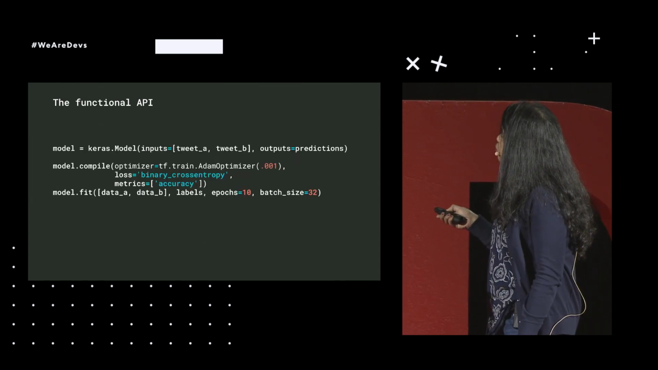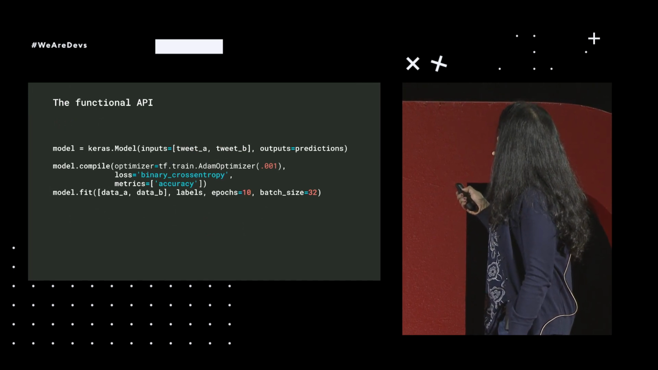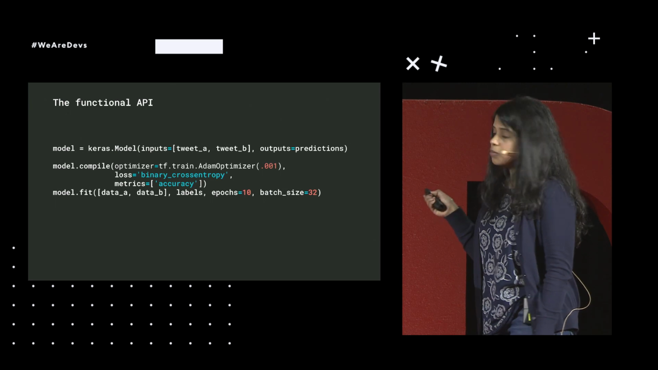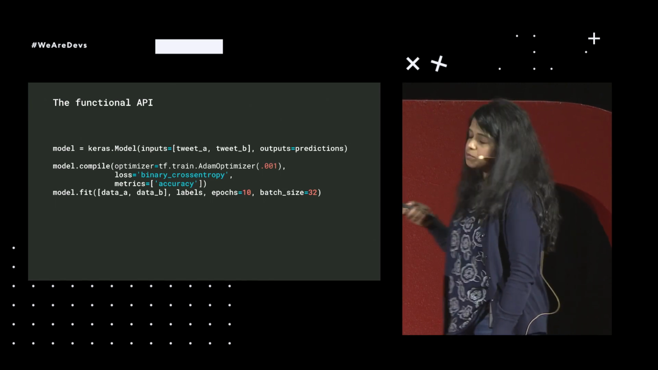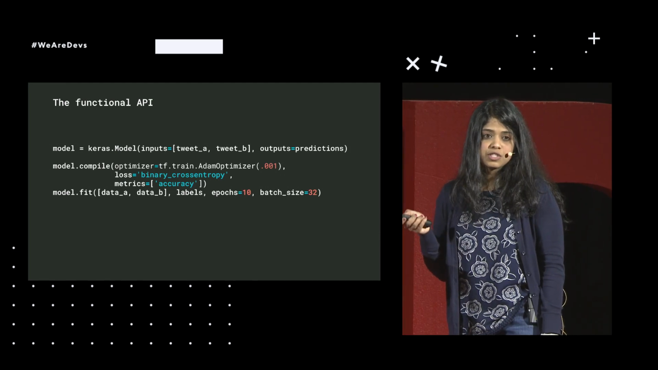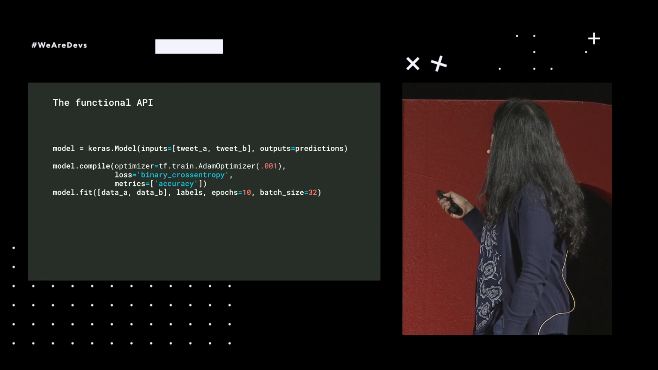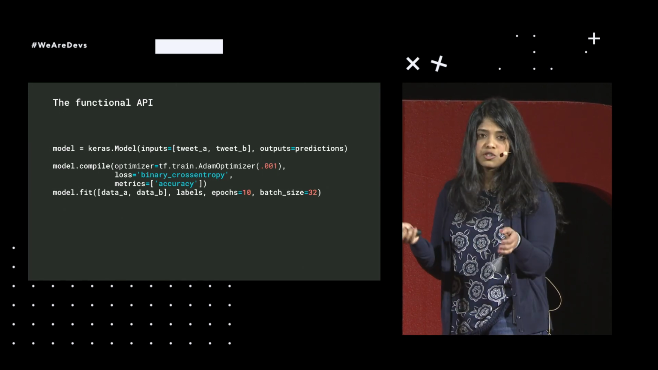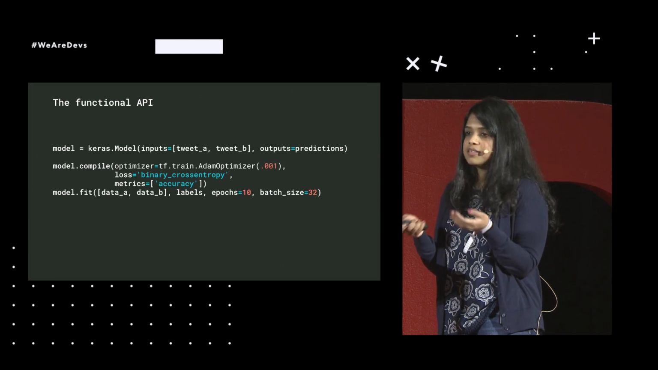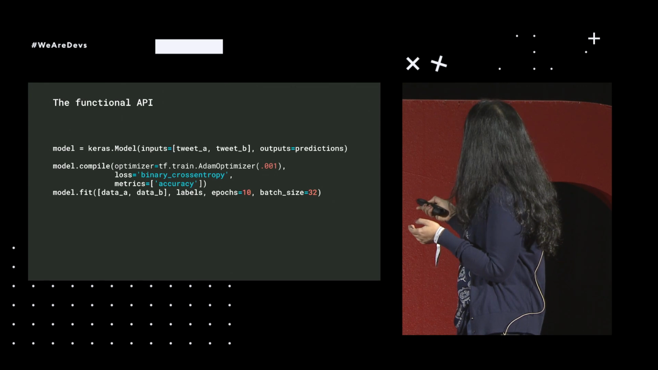How you create the functional model is using the Keras.model API, and you pass it the set of inputs and outputs. The way you compile to specify the training parameters and use the fit API is the same. The one difference here is that if you have multiple inputs or multiple outputs, you'll have to provide that many inputs or outputs to the fit API.